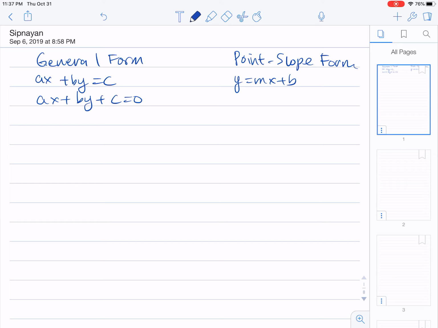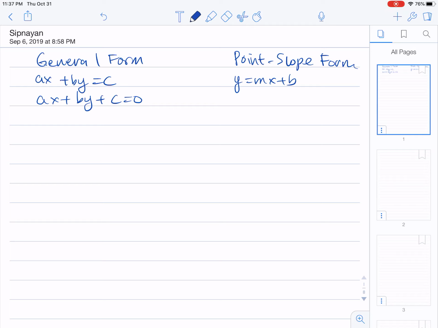Pareho lang actually ito, di ba? Kaso sa mga ibang books, ang kanilang ginagamit ay yung ax plus by equals c at sa iba naman ay ax plus by plus c equals 0. So, yung point slope form natin ay y equals mx plus b where m is the slope and b is the y-intercept. Okay, so paano tayo mag-convert, no?